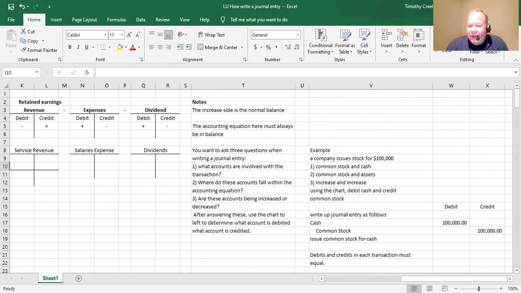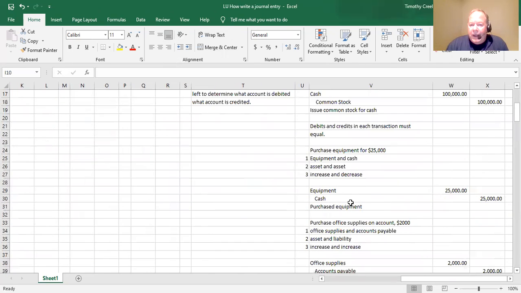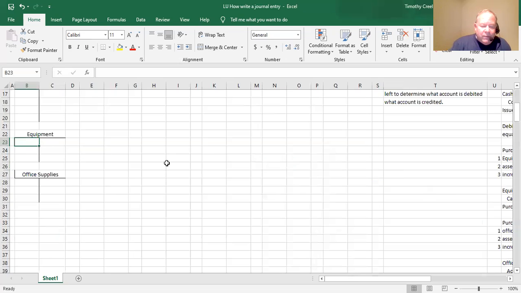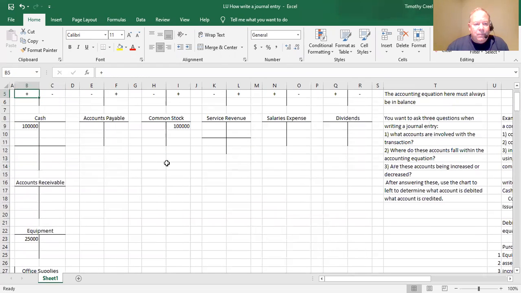Then I would go down to the next one, and I have a debit to equipment and a credit to cash. And so I would put in equipment for $25,000 as a debit. And then I would go up and put in a credit to cash for $25,000.